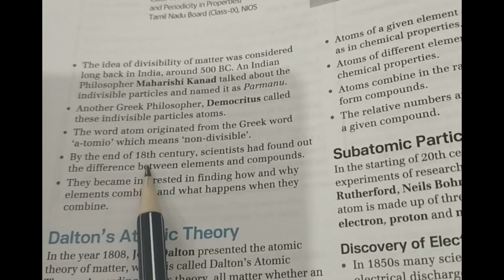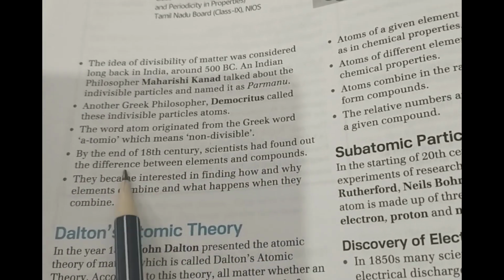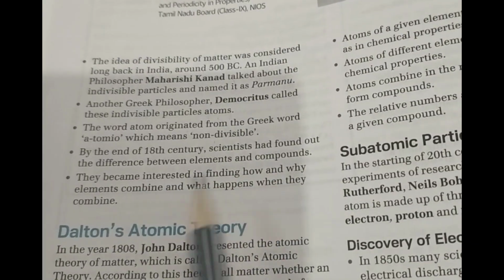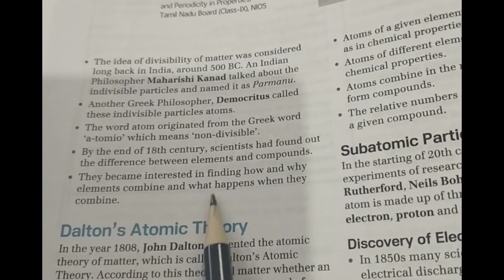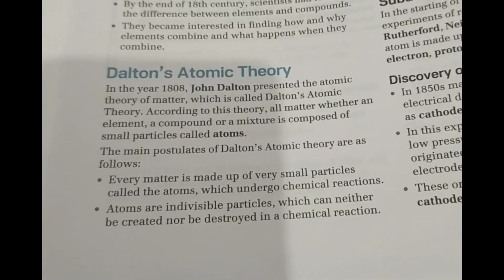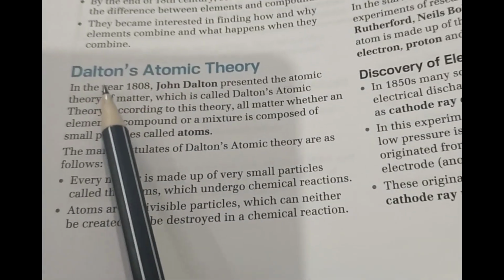By the end of the 18th century, scientists had found out the difference between elements and compounds. They became interested in finding how and why elements combine and what happens when they combine. So we'll start with the theories now.